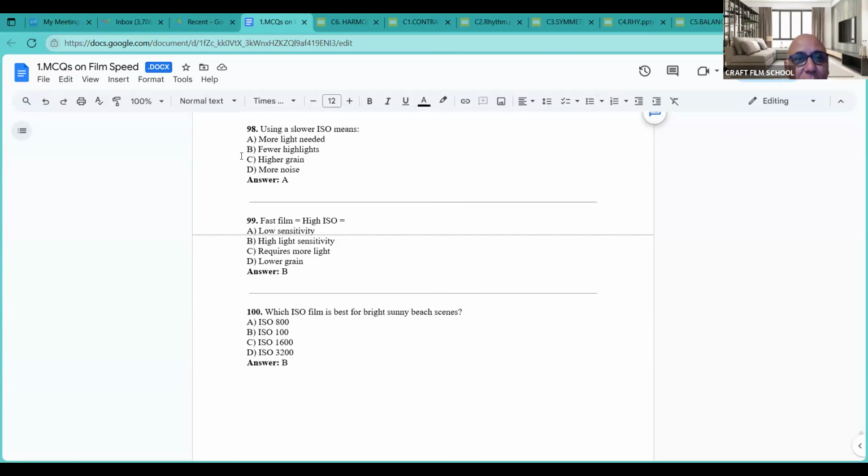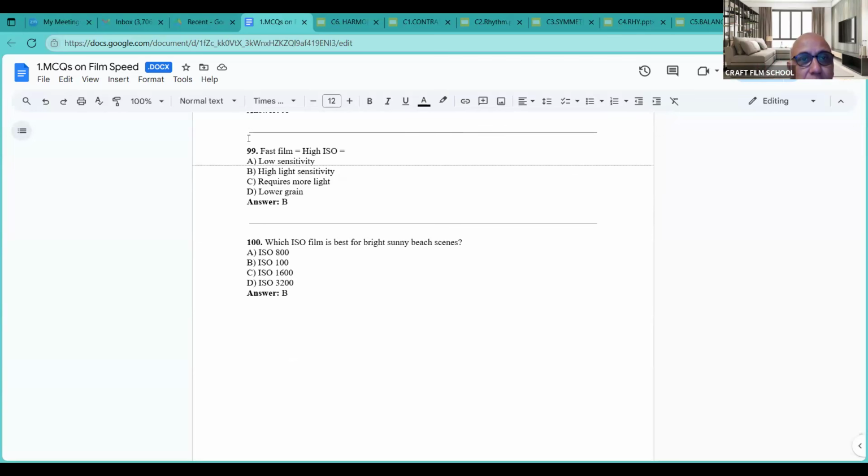Fewer highlights, no, it has nothing to do with that. Higher gain, more noise, no. Using a slower ISO means more light needed simply because you are going to shoot in proper daylight. Fast film is equal to high ISO, yes. Equal to what? Again, he has put the two equals. Fast film means higher ISO, yes, which means low sensitivity? No, it is very high sensitivity. Highlight sensitivity. Please try to understand the difference.